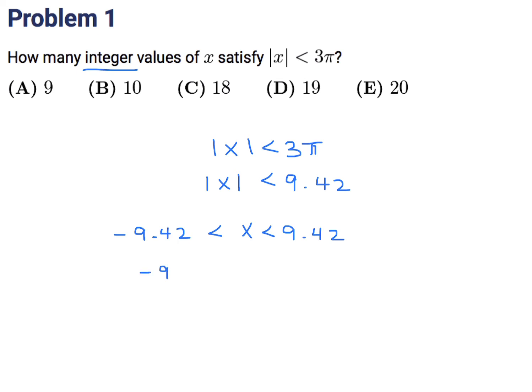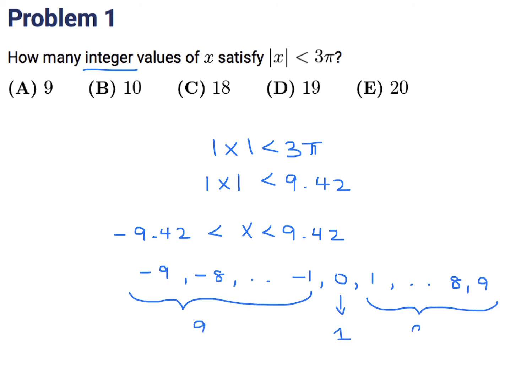So that's negative 9, negative 8, and so on, till negative 1, then the 0, and then 1, and then 2, all the way up until 8 and 9. So we have 9 integers here. Don't forget the 0, that's 1 integer, and these 9. So 9 plus 1 plus 9, that is 19. Number 1 is D.